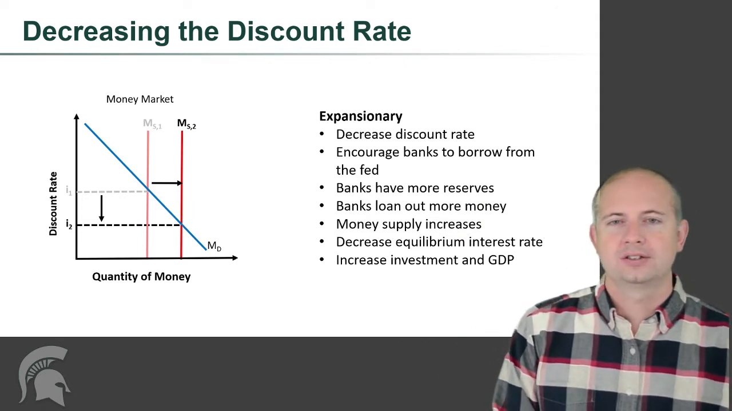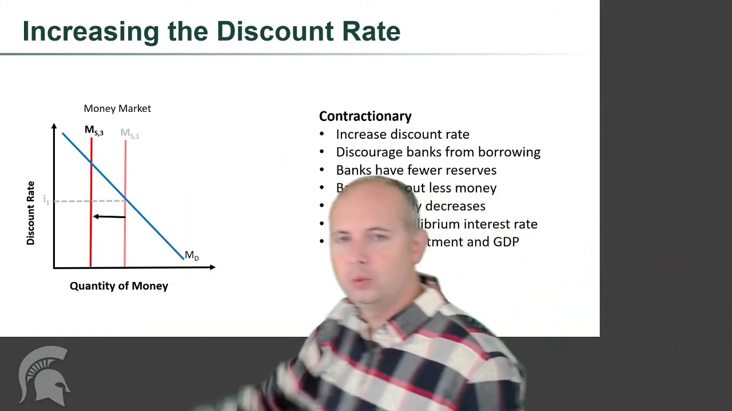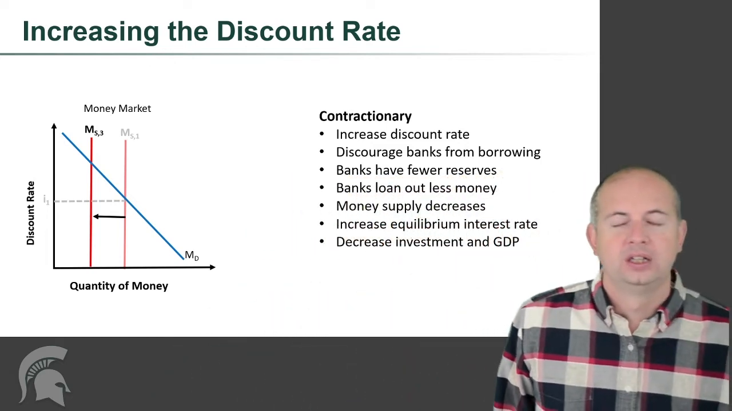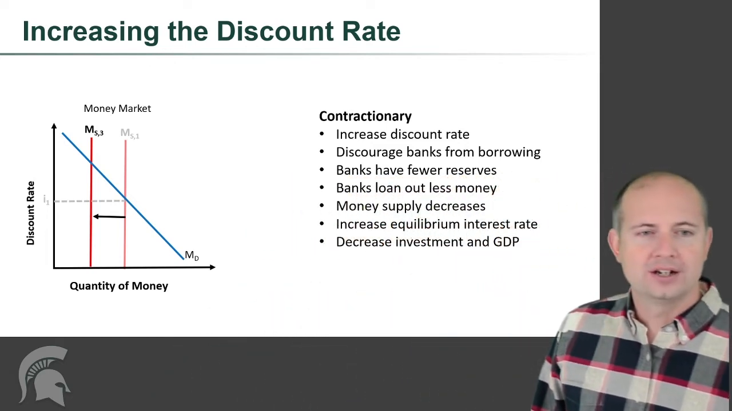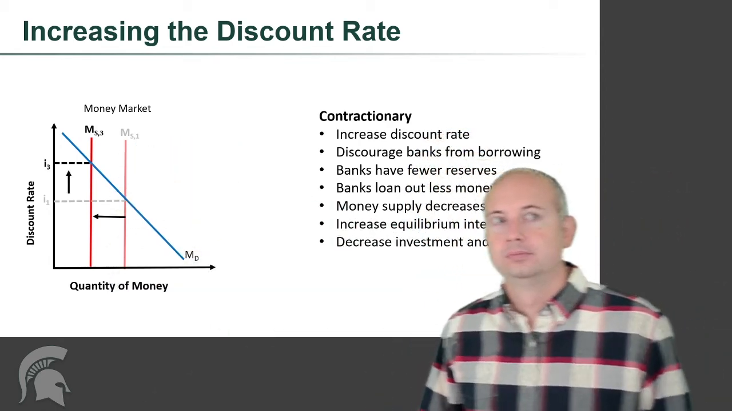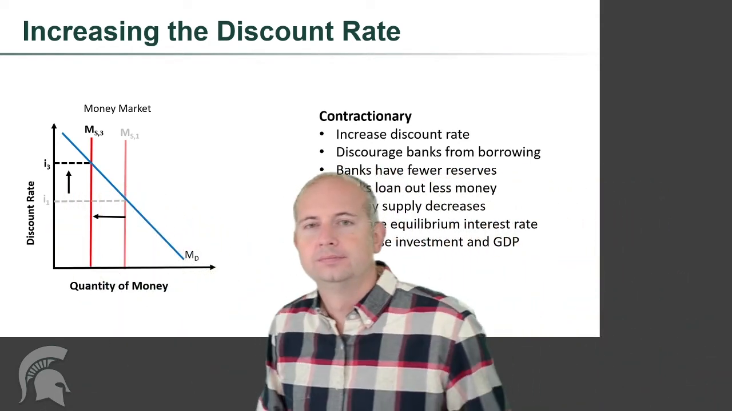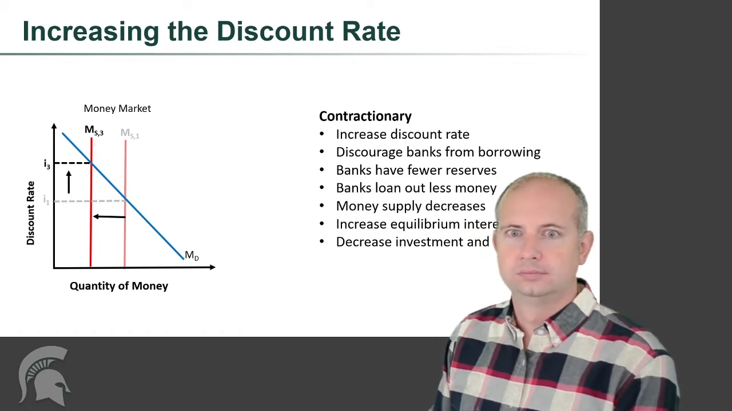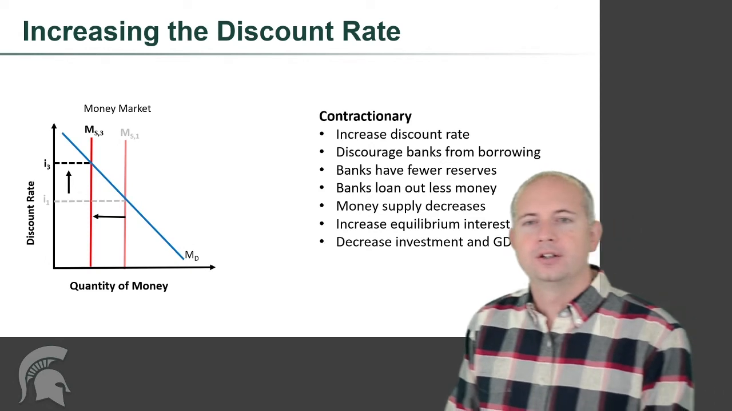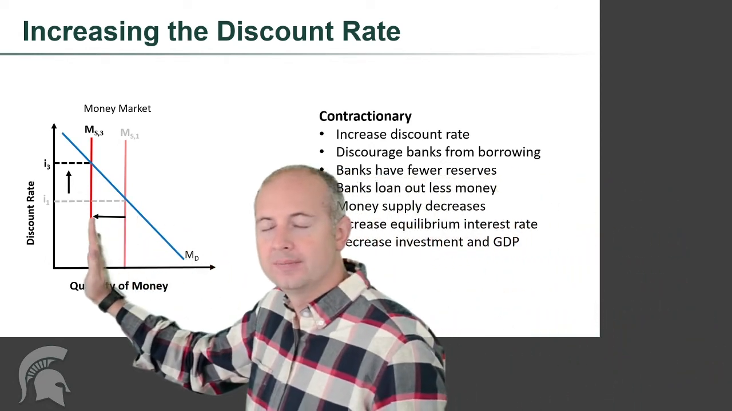Okay, so let's talk about increasing the discount rate, which is an example of contractionary monetary policy. So with contractionary monetary policy, we increase the discount rate and discourage banks from borrowing. So that means banks are going to have fewer reserves. They're going to loan out less money. So the money supply decreases.